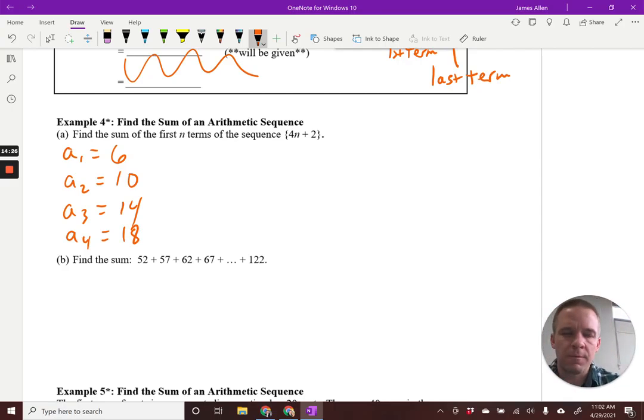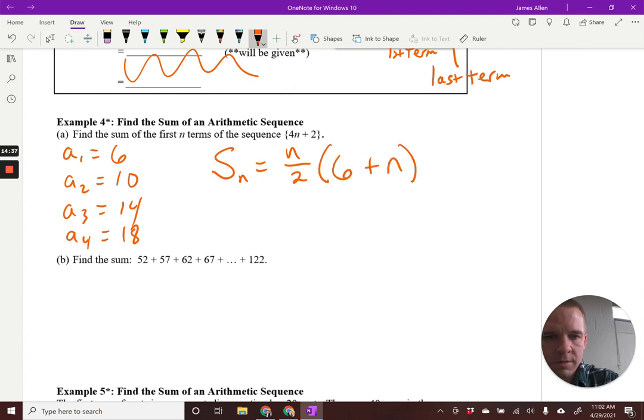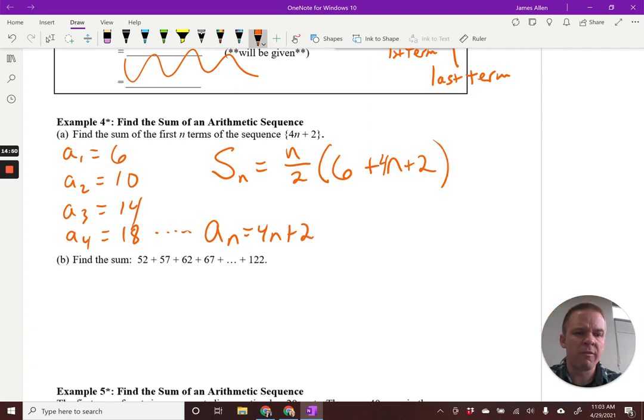Okay. So let's see here. So the sum of some number of terms is going to be n divided by 2 times my first plus my last. But actually my apologies, a sub n would be 4n plus 2. However many number of terms, that's what I'd have. If I had 100 of them, 4 times 100 plus 2 is 402. That'd be my last term. Okay? Cool. Almost made a mistake there. Whew, caught myself. It happens to all of us.